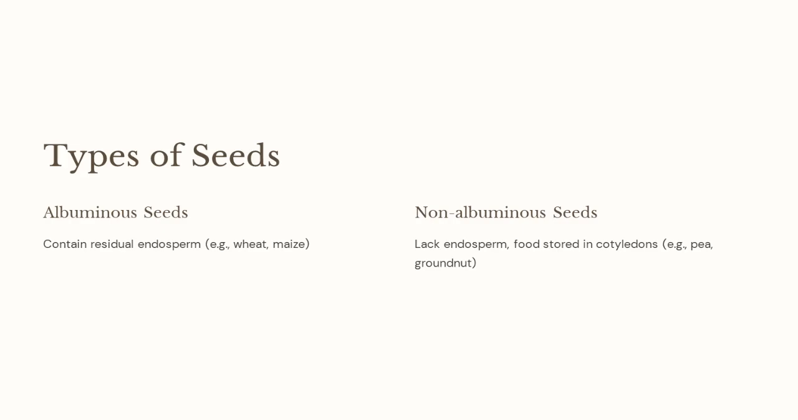Seeds can be classified into albuminous and non-albuminous types. Albuminous seeds, like wheat and maize, contain residual endosperm. Non-albuminous seeds, such as peas and groundnuts, lack endosperm, with food stored in cotyledons.